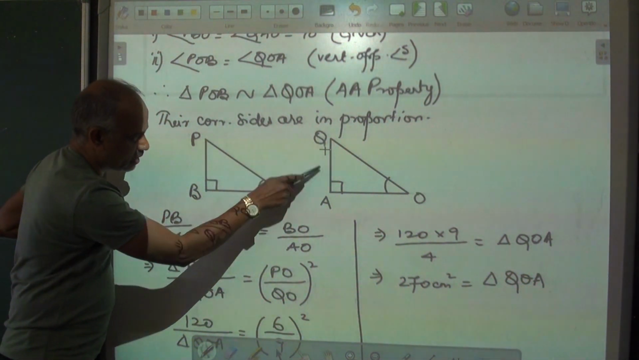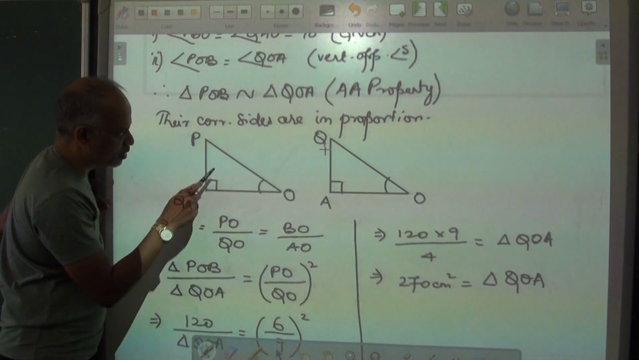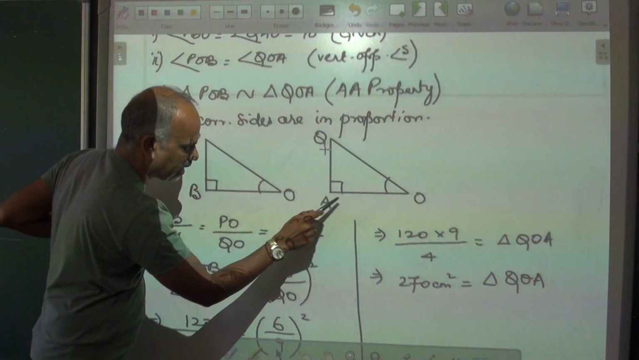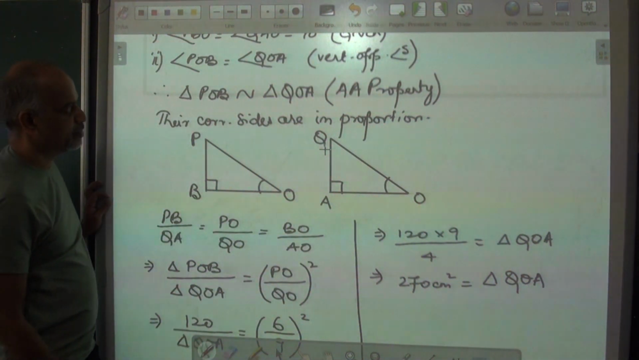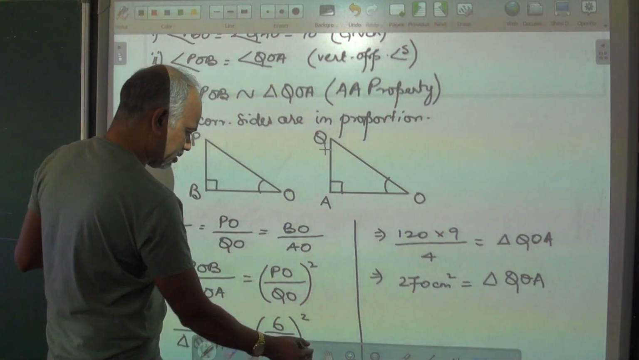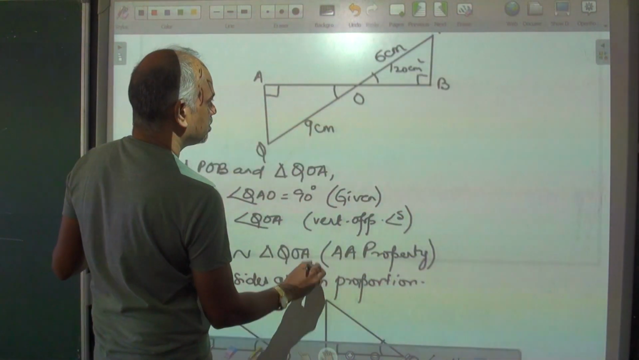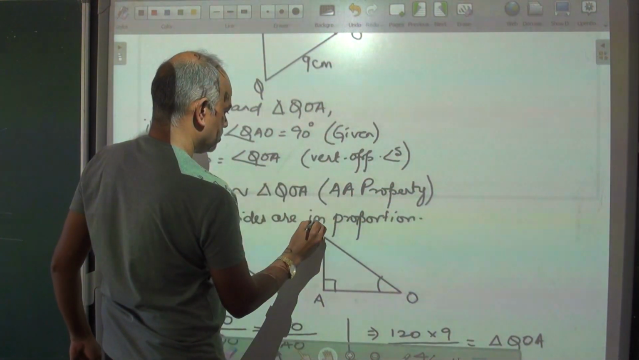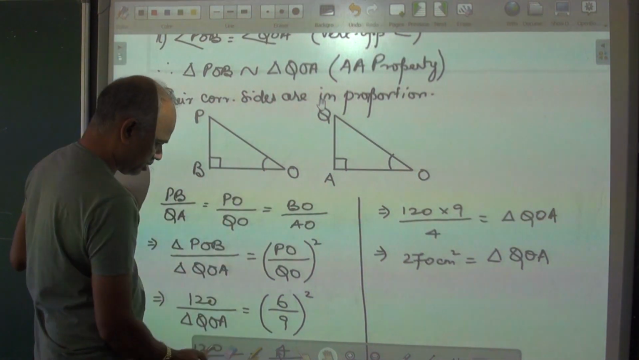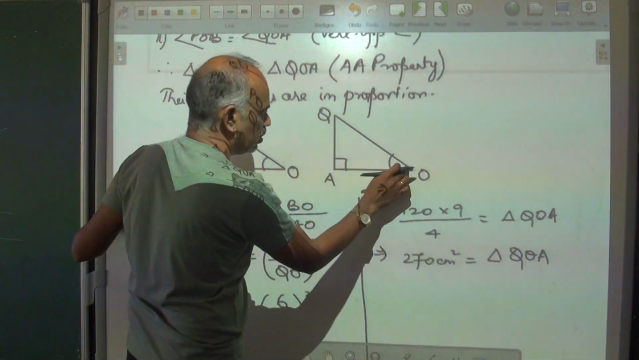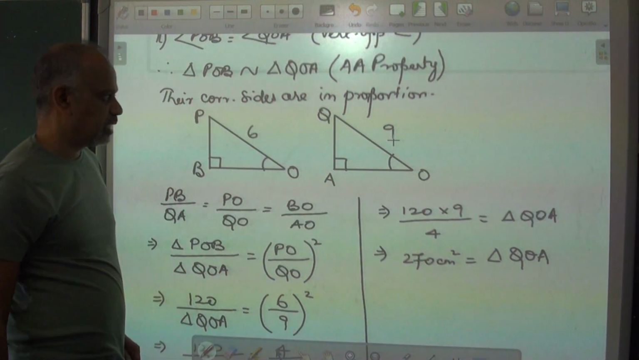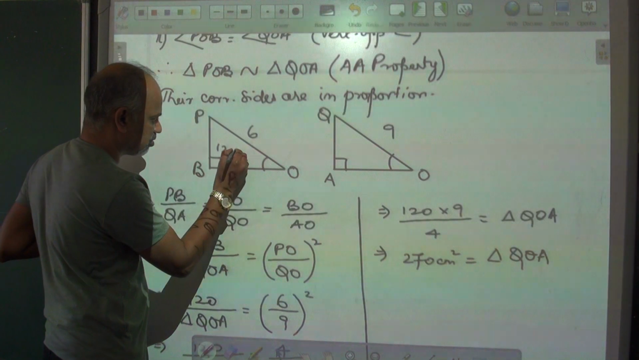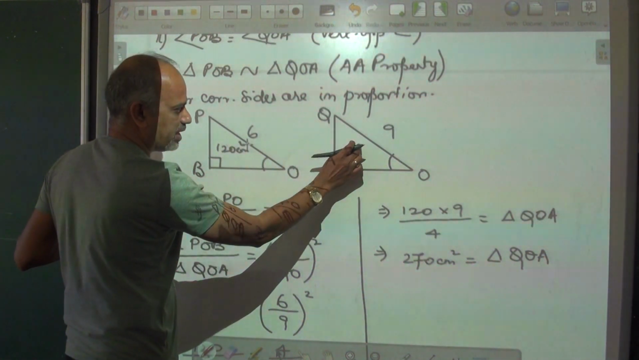PB by QA is equal to PO by QO is equal to BO by AO. The sides which are known are PO is 6, QO is 9. And this one's area is known. PBO's area is 120 centimeters square. And you have to find the area of this.